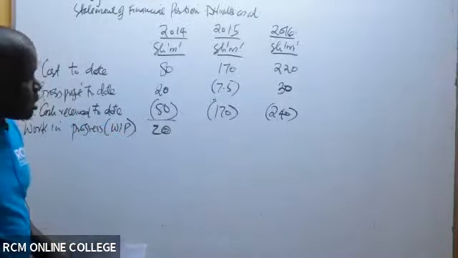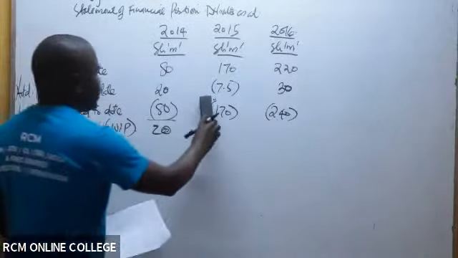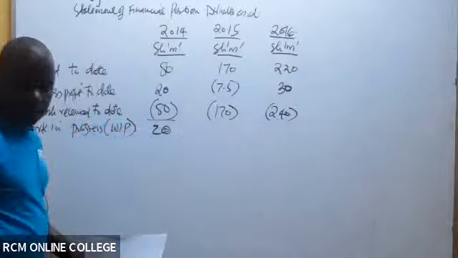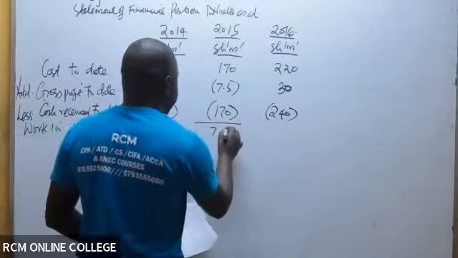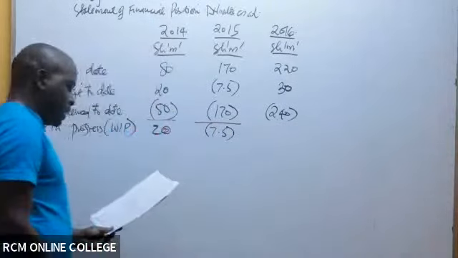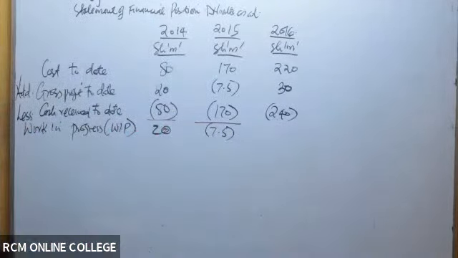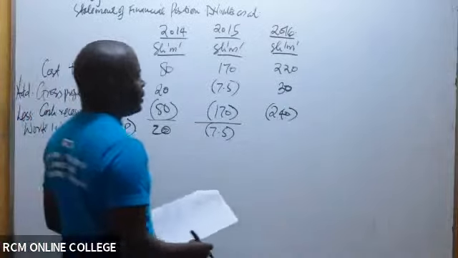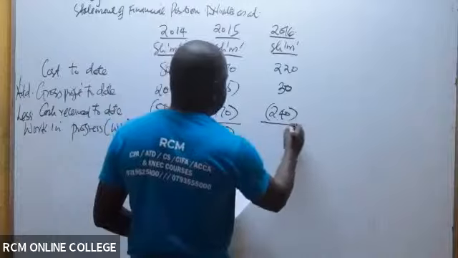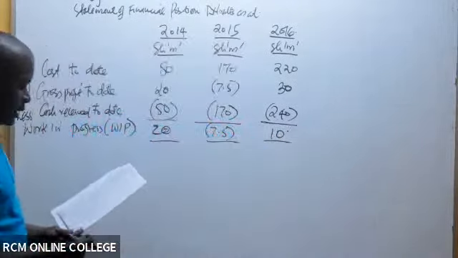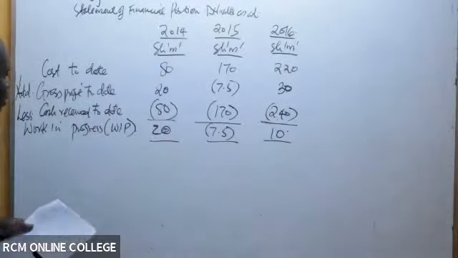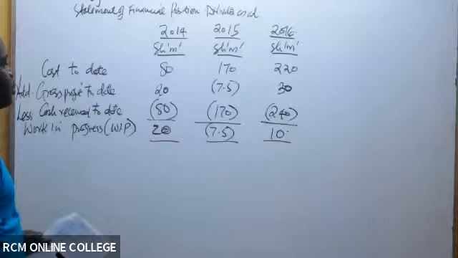The work in progress here, it means it will be 7.5, which is actually a negative. Then in this case, the WIP for the final year, it will be 10. I think it will be 10 like that. Then we can, in this case, get our trade receivables or trade payables.